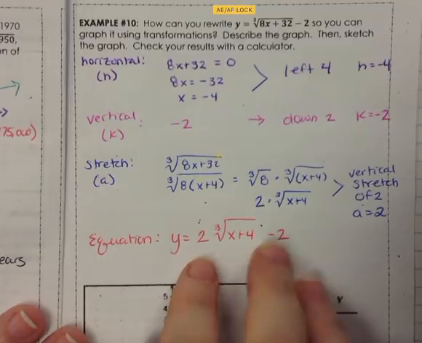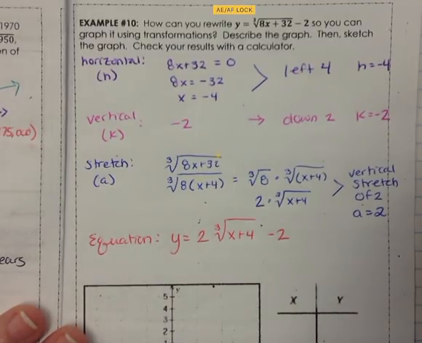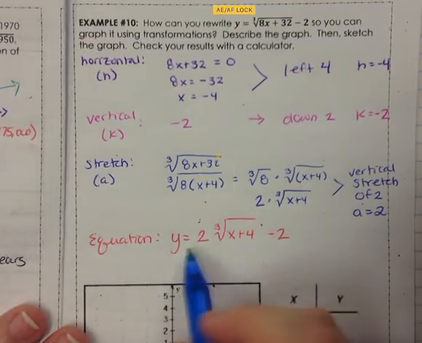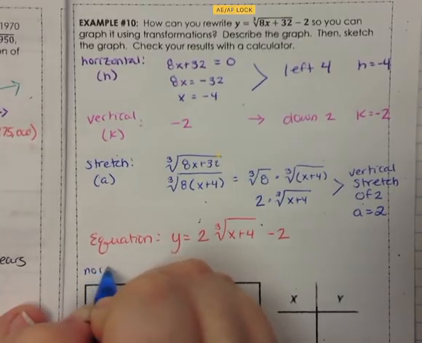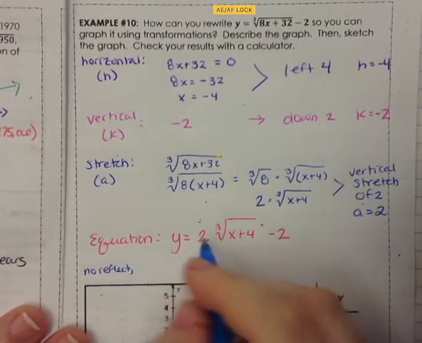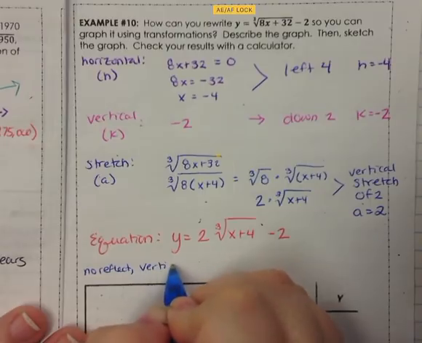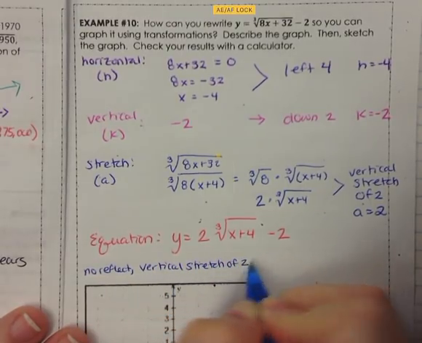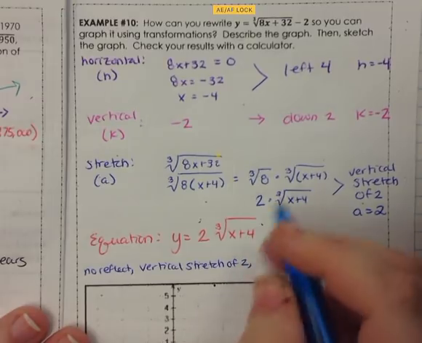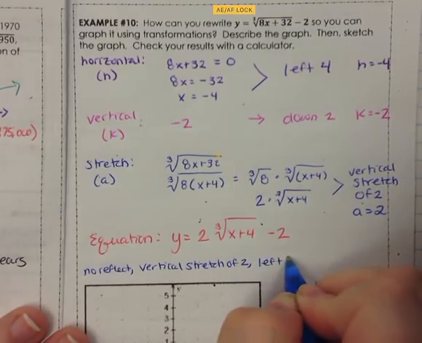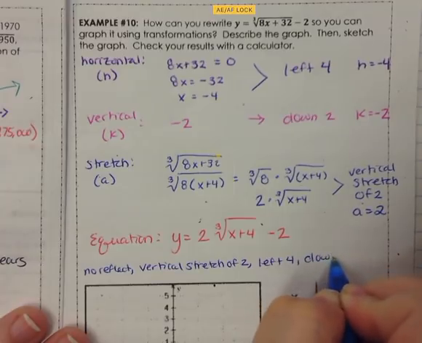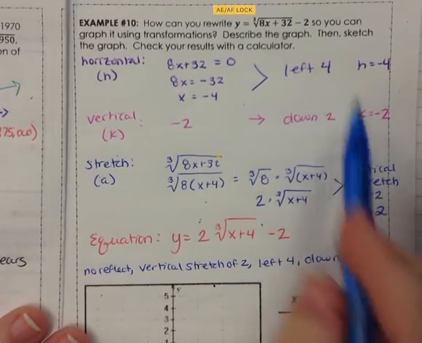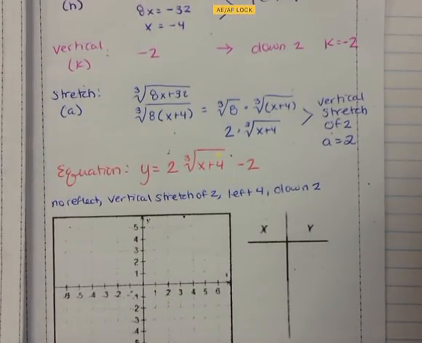And again, talk about the transformations. We could say that the transformations are no reflection. There's a vertical stretch of 2. We changed h, that's a minus 4, so we went left 4. And then we went down 2, which is the same as what we had up here. So if we were to graph these, I'll actually graph them in two different calculators so you can see them.